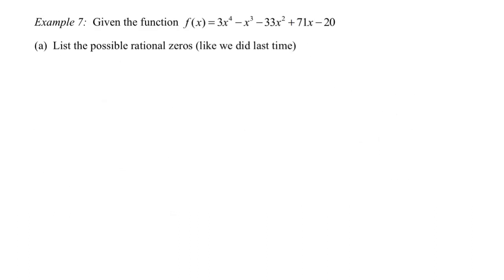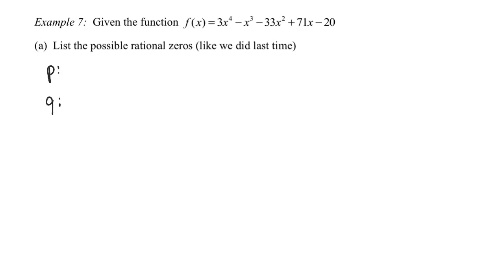Okay, example 7, we're given a function. We are basically going at the end of this to be asked to do two things: find all of the zeros and write it in factored form with linear and irreducible quadratic factors. So what we're going to start off by doing, just like we did last time, is listing the possible rational zeros, or the PRZs.